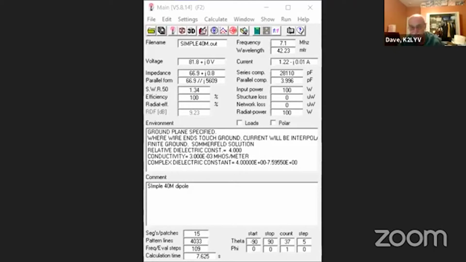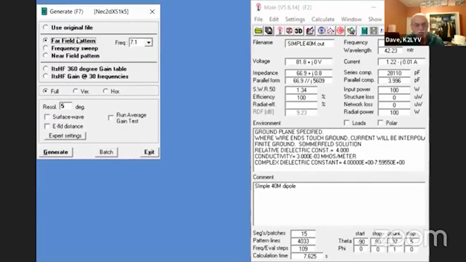Obviously, I would like to move this a little higher. I do that by going back into the geometry window and clipping a little wire by just changing those numbers. One of the other things you might ask is, what's the pattern of this dipole? So we want to calculate that. Here I go to far field pattern, and it's going to do it at the frequency 7.1.